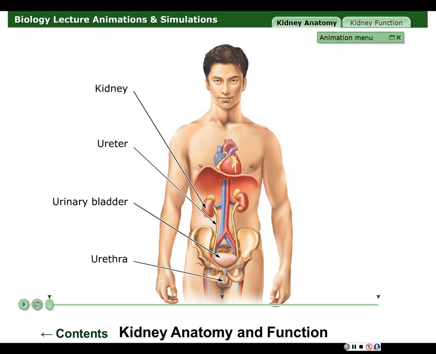You notice that the kidneys are not parallel with one another. One's a little offset. Okay? The left kidney is a little bit higher than the right kidney.